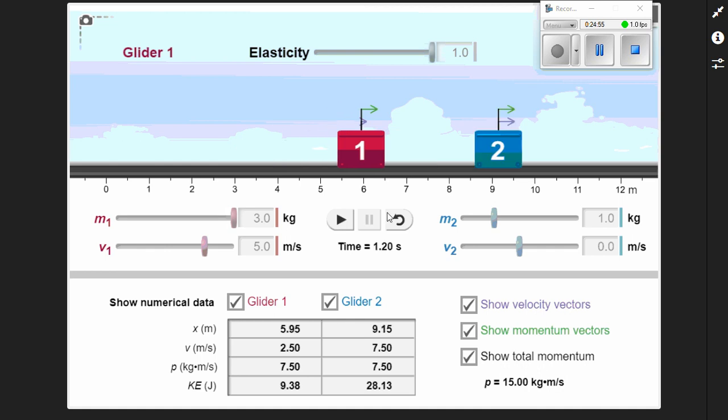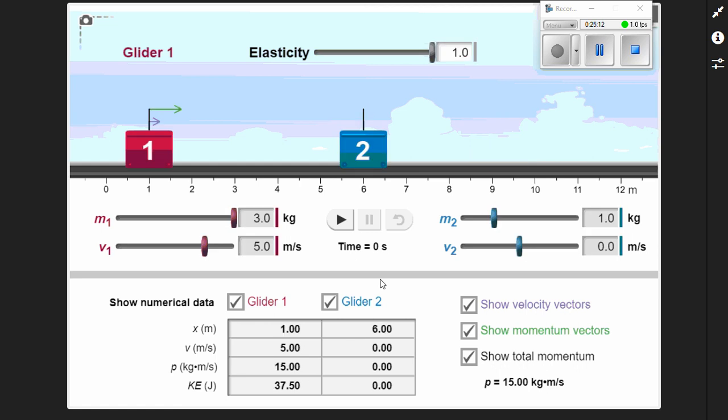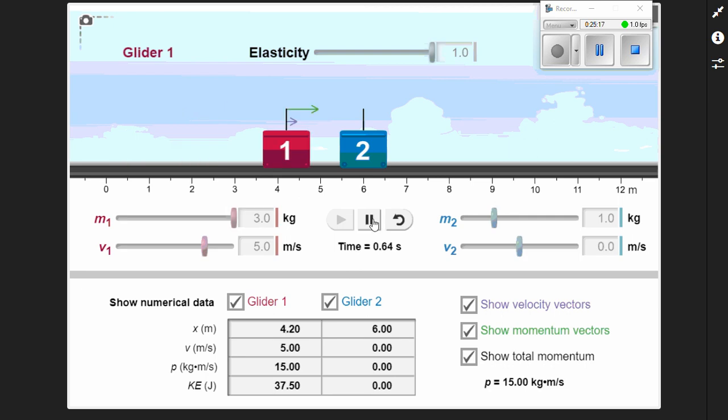And there you have it. This one slows down. This one speeds up. The momentum is conserved here. Take a look at that. The momentum is conserved here. And the kinetic energy is also conserved. If you were to add these up, you would see it is what we have to begin with.